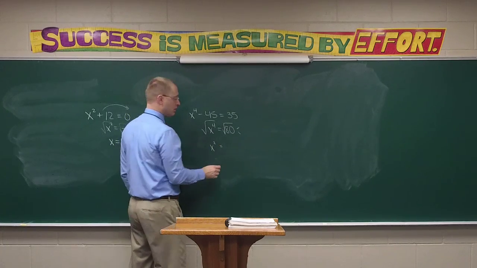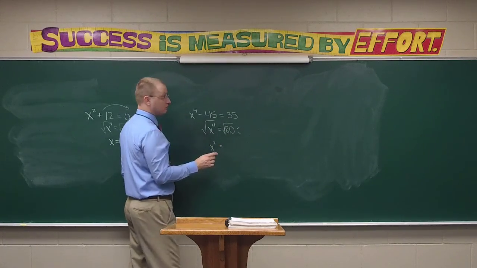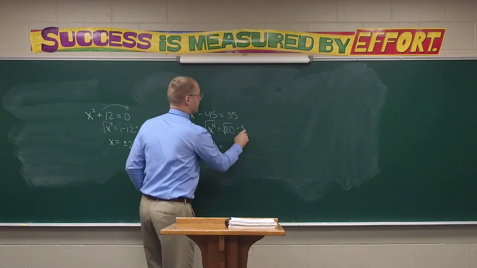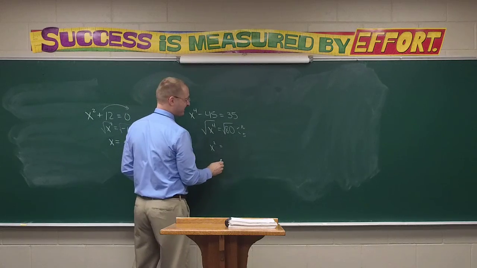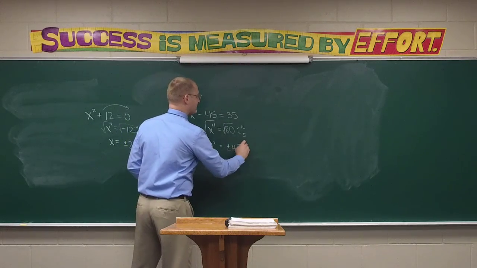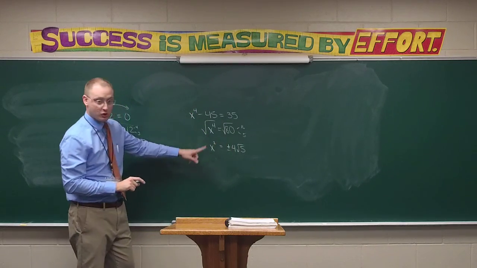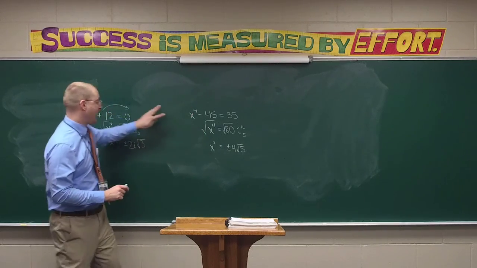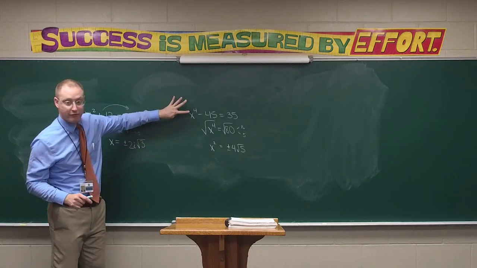2 times square root of 10? No. 16 and 5. If we go 16 and 5, we get better values here. 4 times square root of 5. Positive negative 4 square root of 5. But that's x squared. Then we take the square root again, so we end up with all 4 answers. Remember, a quadratic should have 2, a quartic should have 4.